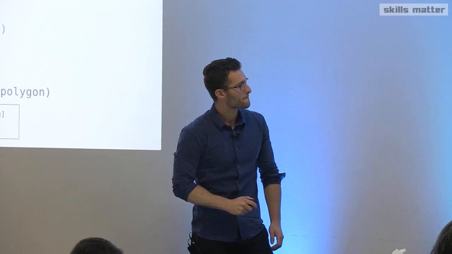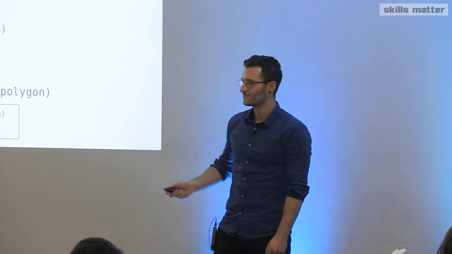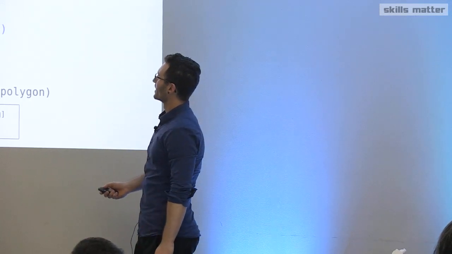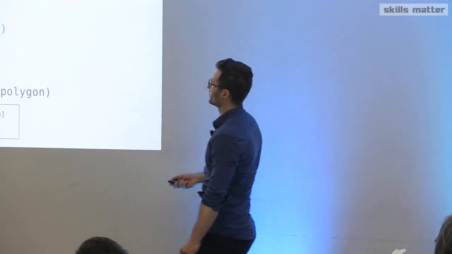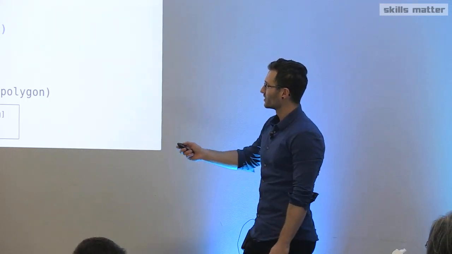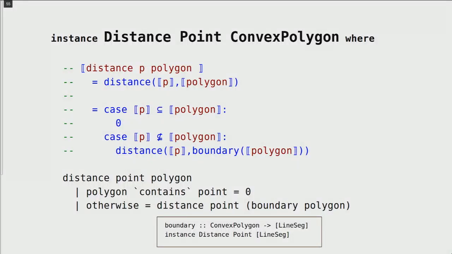Okay. Any questions? No. All right, what about distance from point to convex polygon? Now this one gets a little trickier. What we do is we expand again. We're saying distance between P and polygon, and we can split this into 2 cases. So we can say when the point is inside the polygon, or is a subset or equal to the polygon, aka the polygon contains the point, then we know right away that the distance is 0.